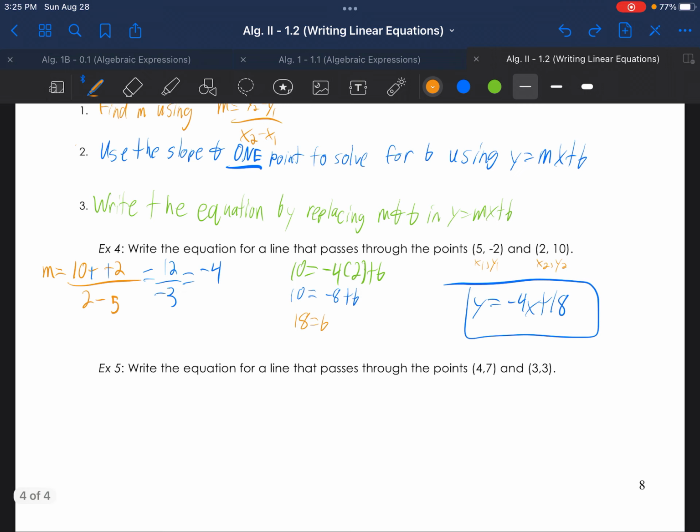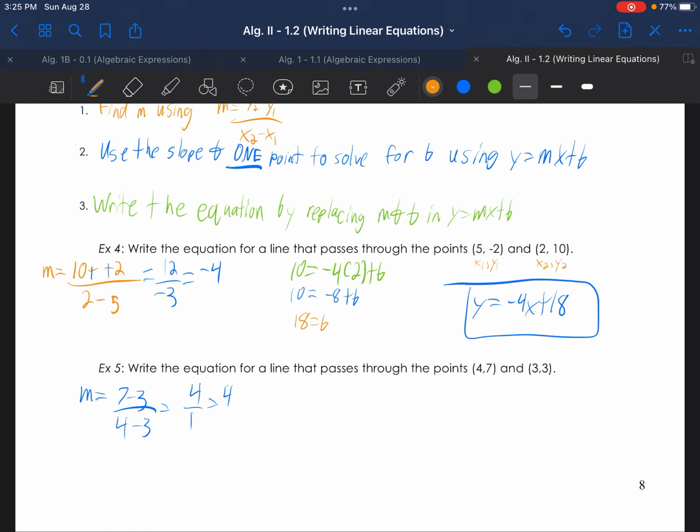Example 5, once again, might be a good opportunity to kind of pause and work on it on your own. Now, as far as going about this problem, we're going to go about it the exact same way. So pick which point you want to call x1, y1, x2, y2, and you don't even have to write it down and label it like I did up here. You can completely just say, hey, m equals, and start writing your slope. So I'm just going to do that, and I'm going to pick 7 minus 3. I pick 7 to go first because it's a bigger y value, over 4 minus 3. And that gives me 4 over 1, aka 4.